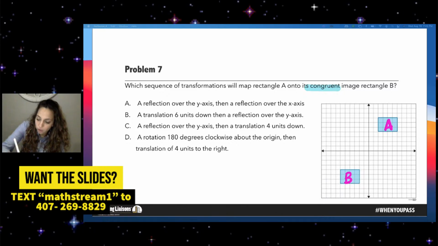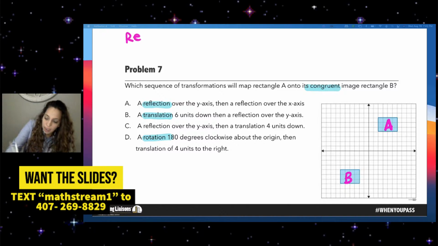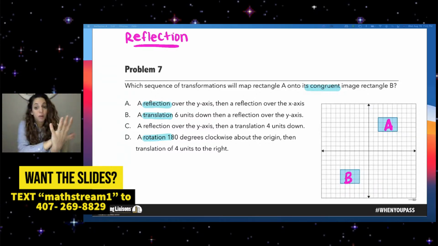Let's talk about what a reflection, a translation, and a rotation mean, because we got to know the difference between a reflection, a translation, and a rotation. A reflection, I like to think of as like a mirror.